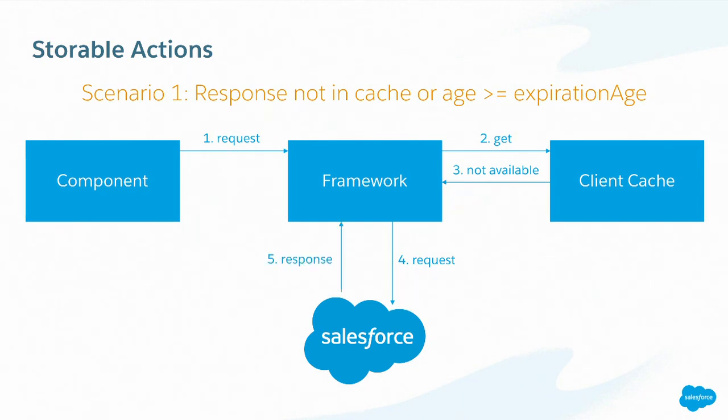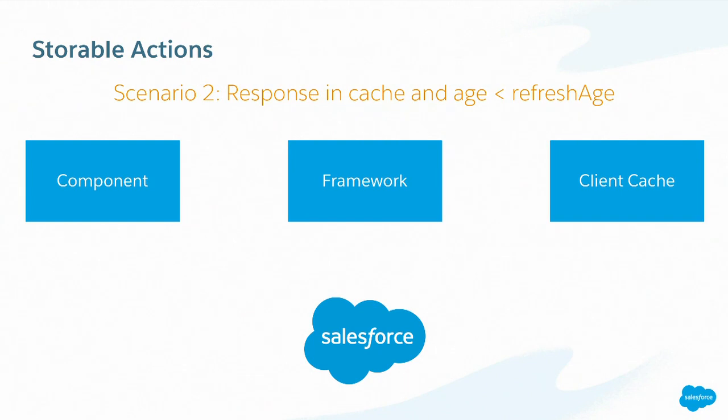So at that point, we do what you expect. We go to the server. We get the response. We set it in the cache. And then we send that response back to your component in the callback, right? So that's the first time you access data.